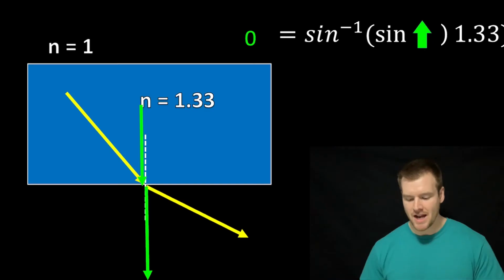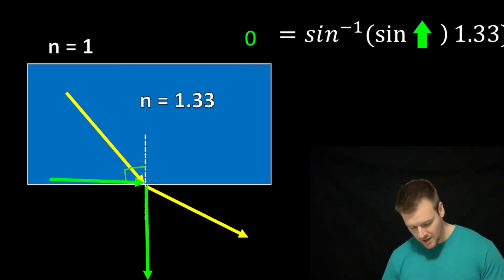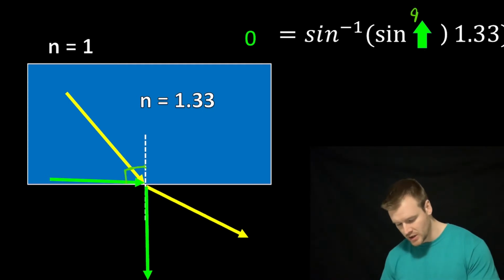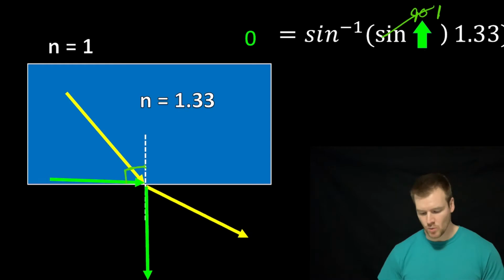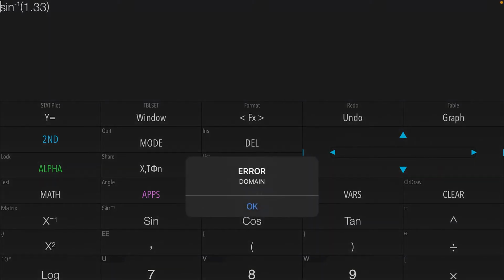But now comes the interesting part, and it's going to be the focus of our lesson. If I switch this to increasing my angle, so my arrow is going to look more like this, approaching that 90 degrees, what's going to happen to my refracted angle? Well, the max that this angle can be is 90 degrees. So as this approaches 90, this value is going to approach 1. 1 times 1.33 is 1.33. And when we take inverse sine of 1.33, we get an error.